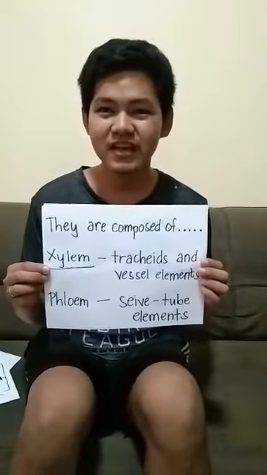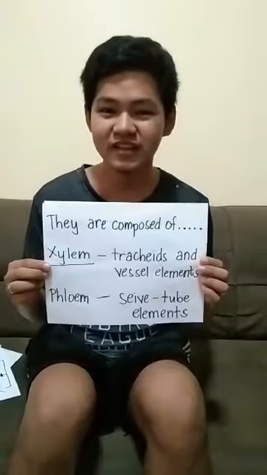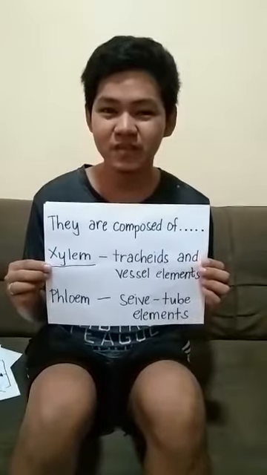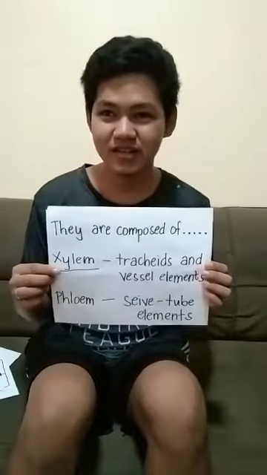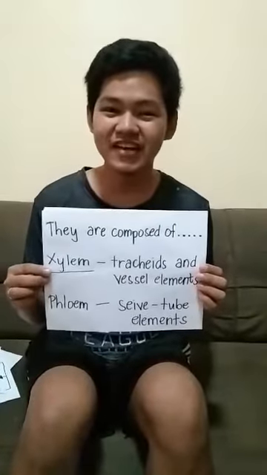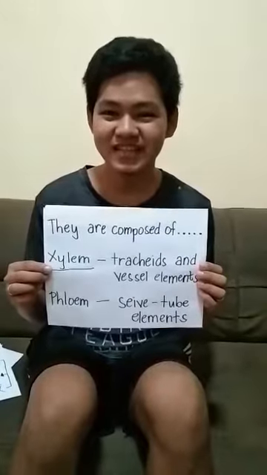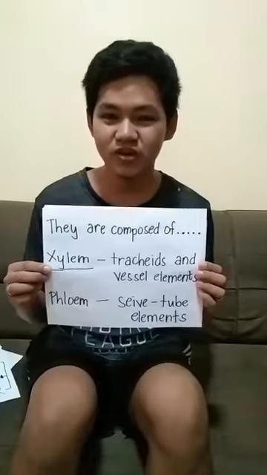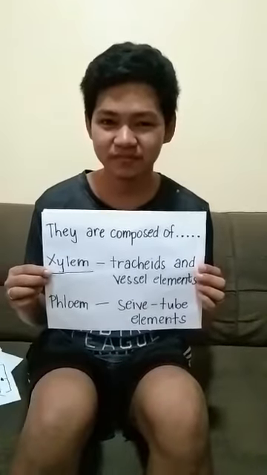Moreover, the vessel elements are thin walled cells of xylem, and they have perforated plates that allow the transport of water through the vessels. On the other hand, phloem is composed of sieve tube elements, and these are cells where nutrients, sucrose, and organic compounds are transported.